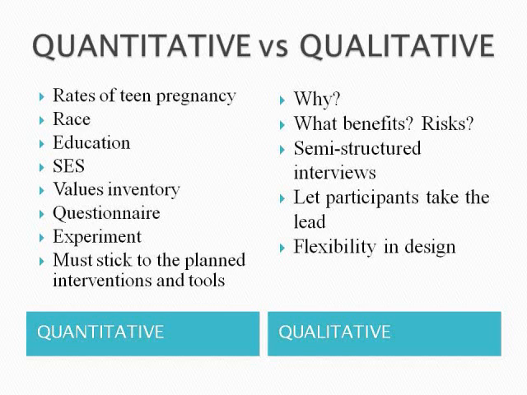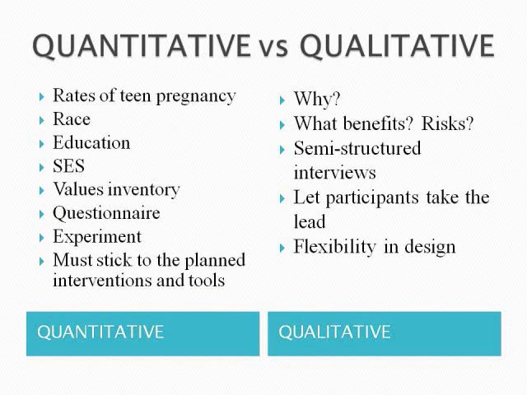We could do a values inventory. You know, what's important to you? But that would be a paper and pencil, answer 1, 2, 3, 4, and it would be like a multiple choice. We could do a different kind of questionnaire. We could do an experiment. But overall, we make the plan for how we want to study this quantitatively, and then we have to stick to the plan, to stick to the planned interventions and the planned tools. Once you start the research, you can't change it.